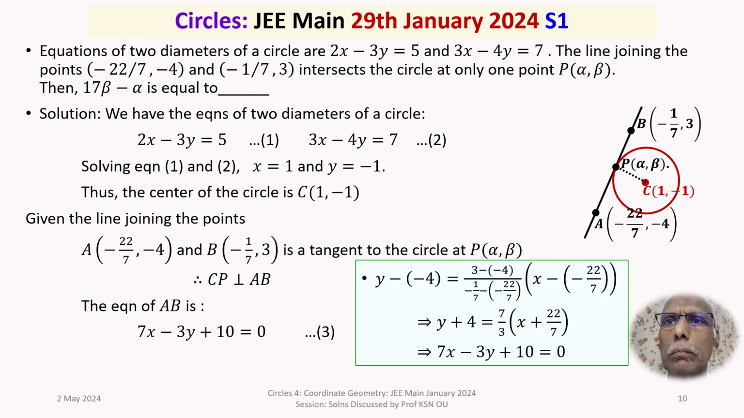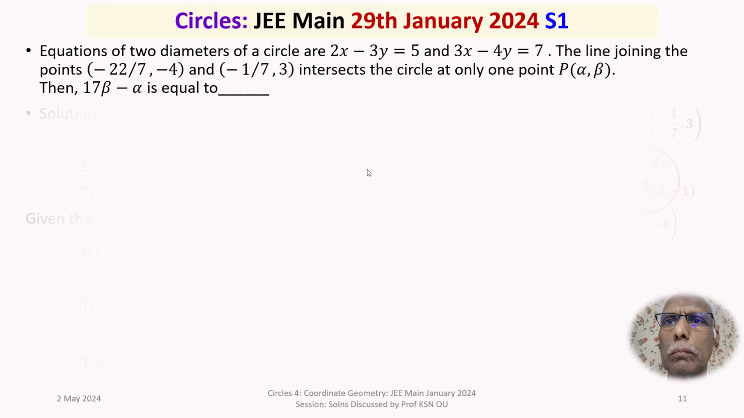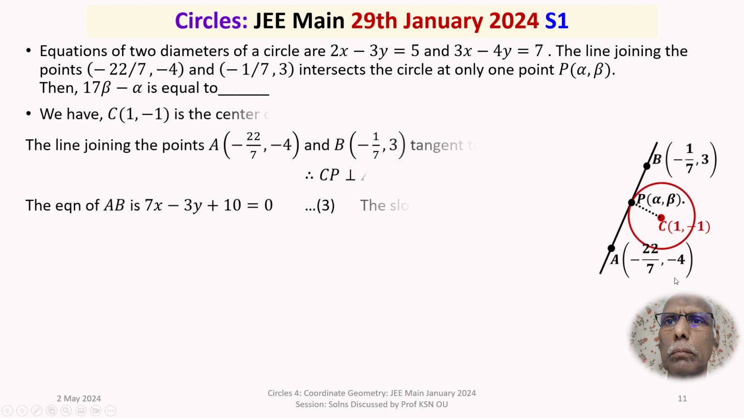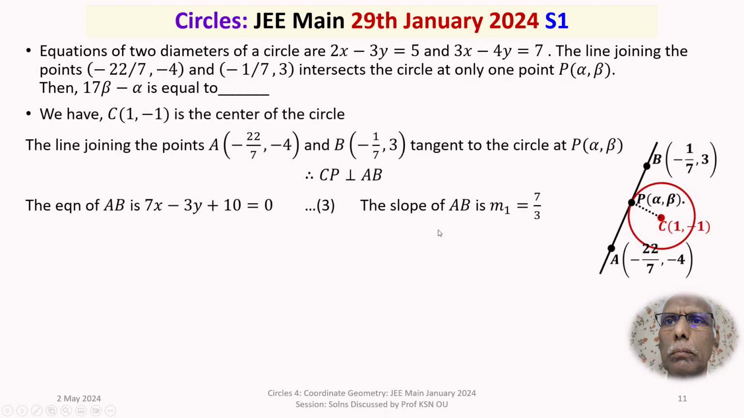What will be our next step? Our next step is to find the equation of CP. To find the equation of CP, we will find the slope of this line AB. The slope of the line AB is 7 by 3. Let's call that m1. Right. So that is our diagram, and this is what we have done so far. So now the slope of AB is m1 is equal to 7 by 3.